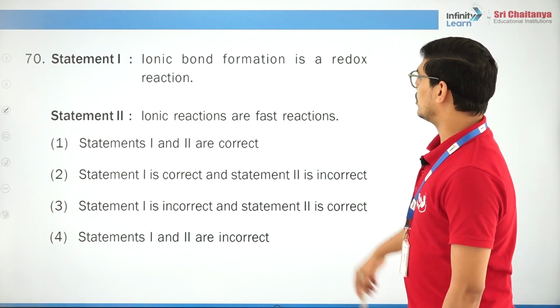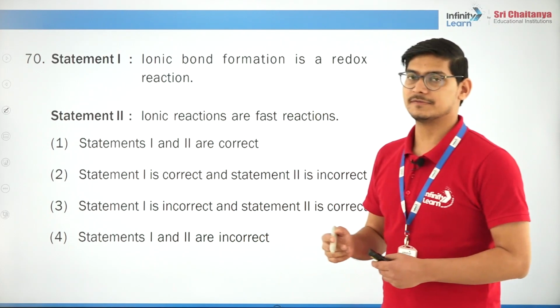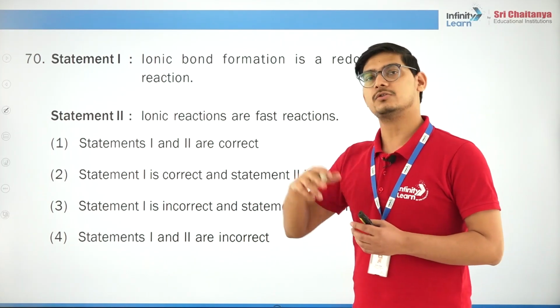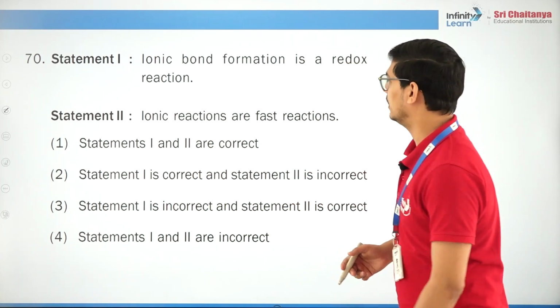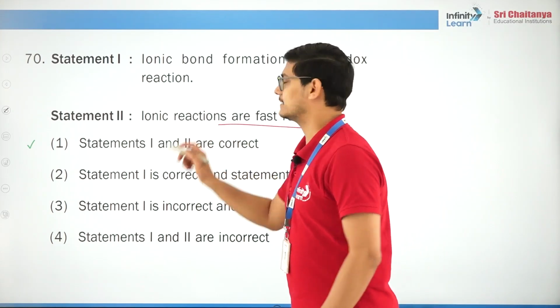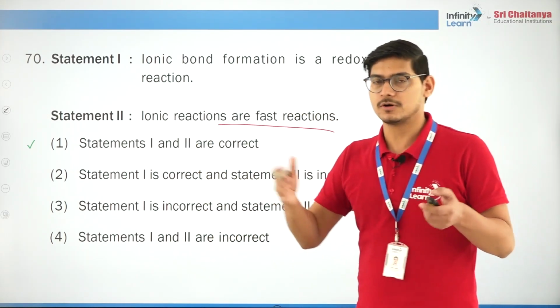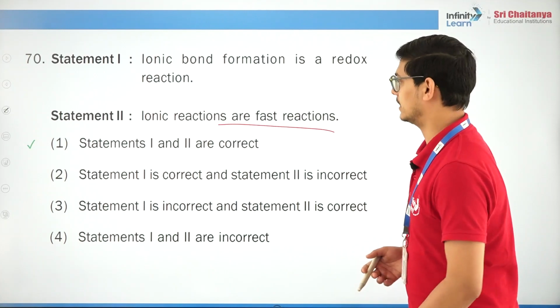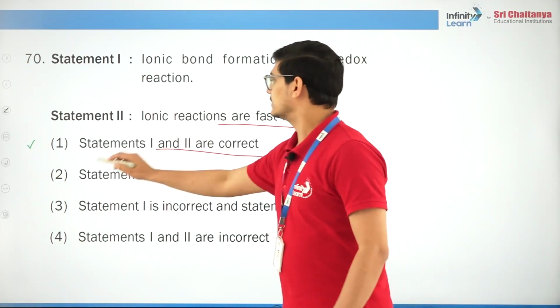Ionic bond formation is a redox reaction. Yes, an electron is transferred from the element that loses electron to the element that gains an electron. Ionic reactions are fast reactions? Yes, because ions are already split up. They do not require any activation energy. They are fast reactions. This is the correct answer.